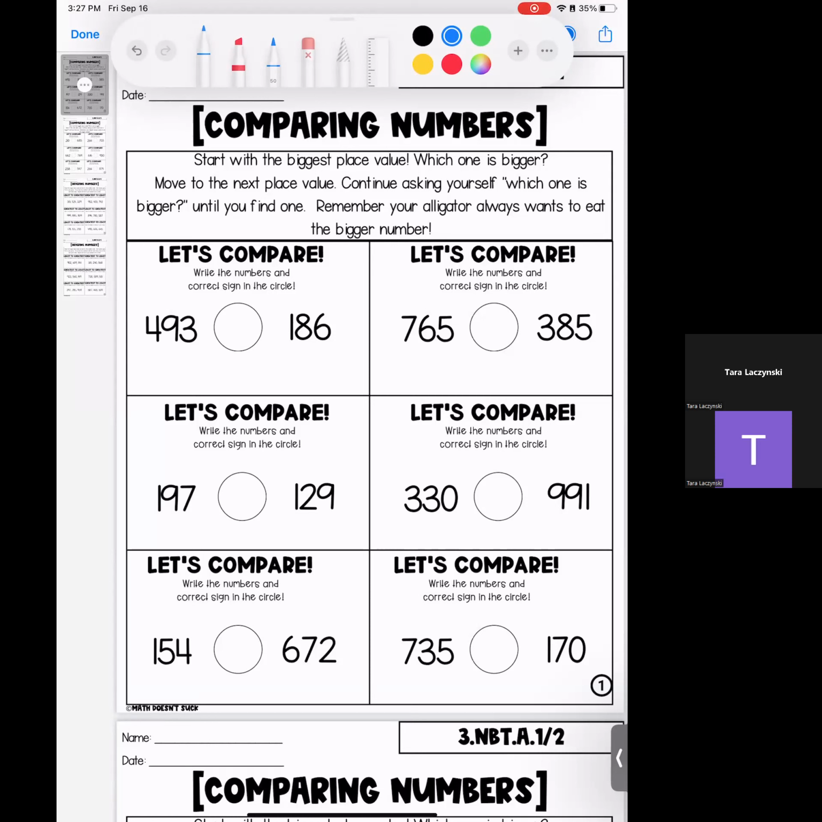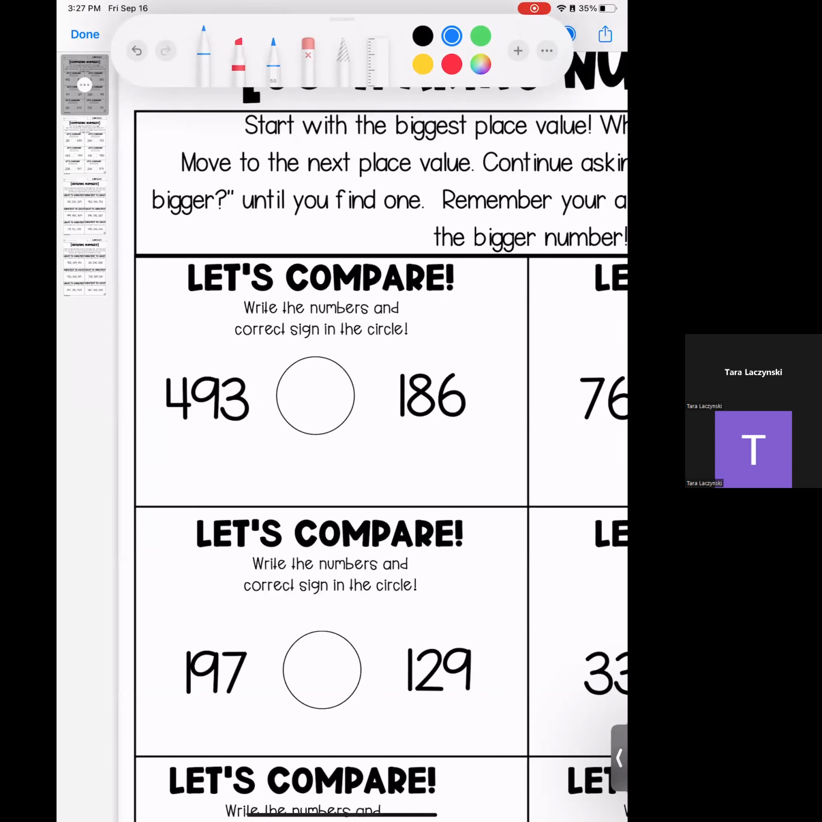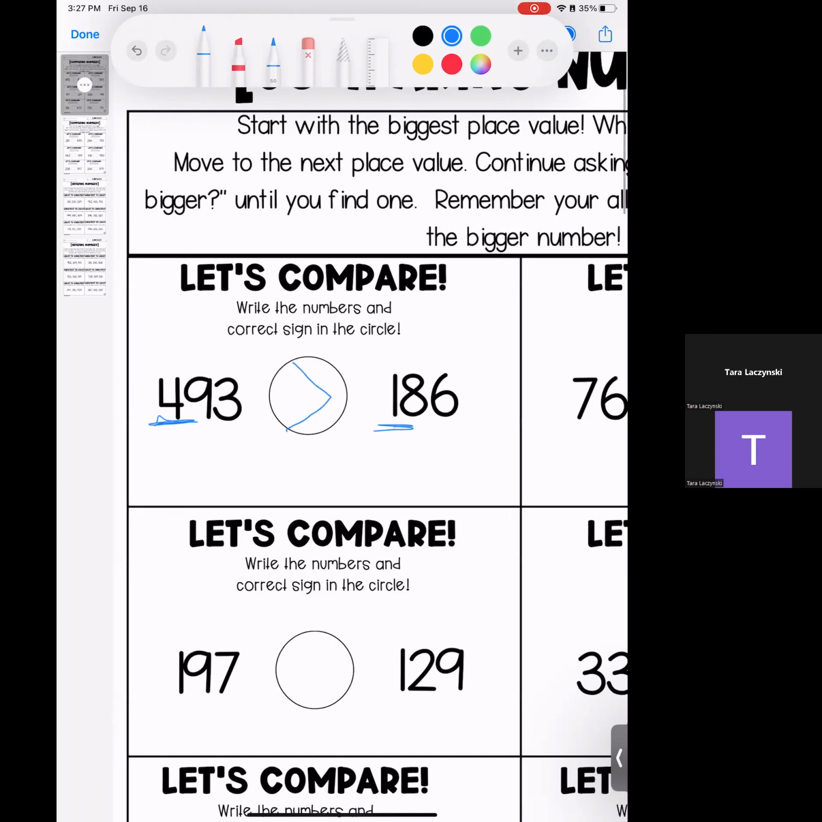Our first one that we're comparing is 493 and 186. Remember, we're always starting with the greatest place value and working our way over until we find a difference between the two. We're asking ourselves over and over again, what is the greater value or what number is bigger? So the greatest place value in both of these numbers would be the hundredths place. So we're specifically looking at 400 and 100. We know that 400 is greater than 100, so we are going to draw our greater than sign. This would be read as 493 is greater than 186.